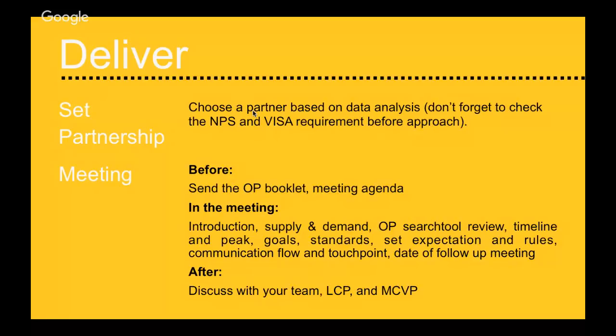Also, you need to talk about supply and demand. How many opportunities are you planning to open, and how many opportunities is the sending entity planning to approve? You have to take a look together at your opportunity search tool, or in this sense, at your subproducts and startups you're working with. You also need to define the timeline and peak of your realization. Then you can move forward to discussing goals and establishing the final goal together.